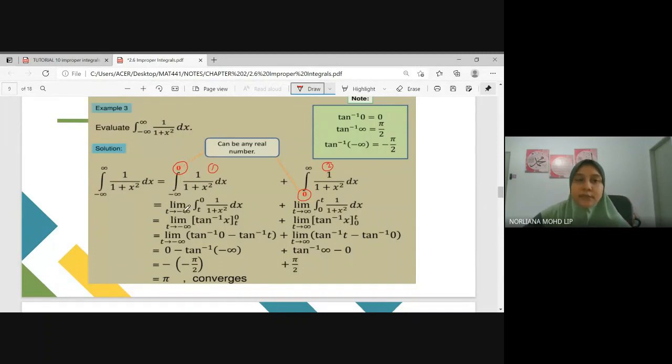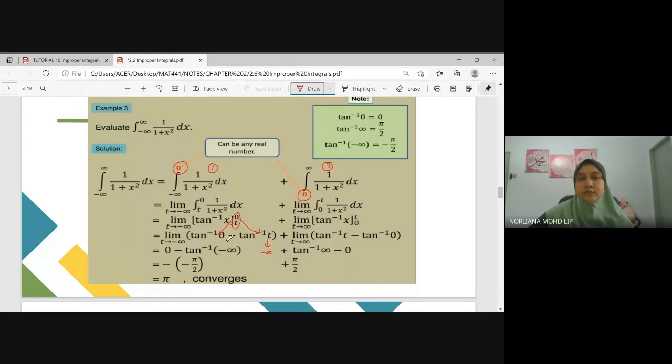We apply the limit where t approaches negative infinity. Then we integrate this function, 1 over 1 plus x square is tangent inverse x. So the interval is from t to 0. Then you substitute the interval into this function, and then apply t equal to negative infinity. So we get tangent inverse 0 is 0 minus tangent inverse negative infinity.